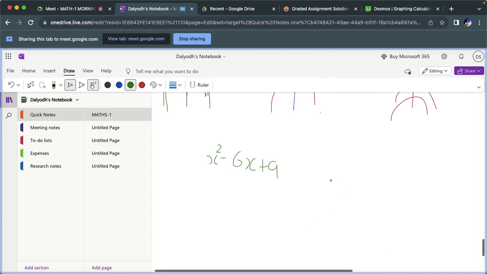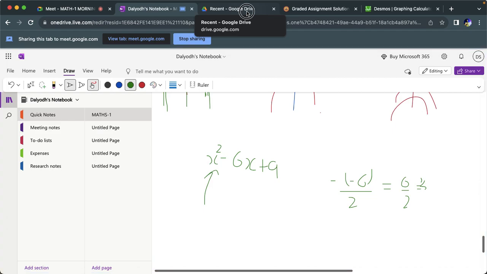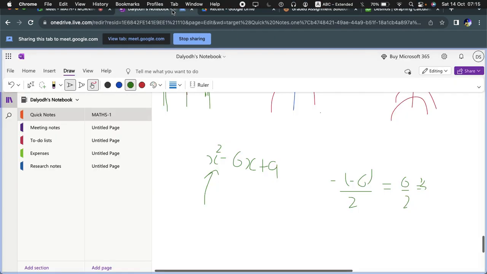After that, putting the value of x in the equation, we get the y. This is easy, right? So the x coordinate is minus b upon 2a. b is minus 6, so this is 6 by 2, which is 3, right? So if you put 3 here, you will get 9, 9 minus 6 into 3, which is 18, plus 9, which is 0. So you get 0, the y value, right?